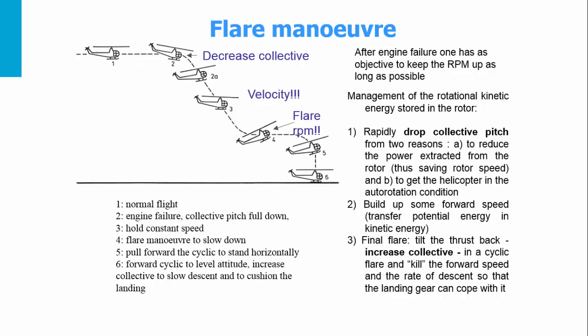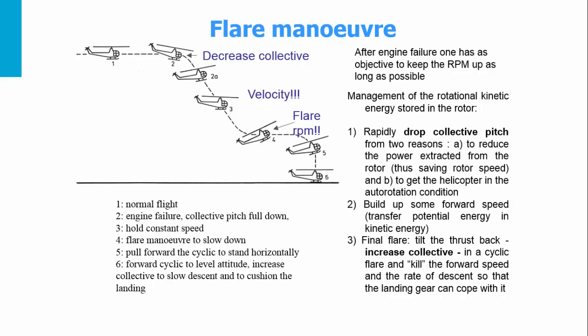The whole autorotation means managing the kinetic energy stored in the rotor. Point 1 is a point of normal flight. In point 2, the engine failure happens. At that point, the collective pitch must be full down, immediately drop the collective for two reasons: A, to reduce the power extracted from the rotor and thus save the rotor speed, and B, to get the helicopter into autorotation condition.